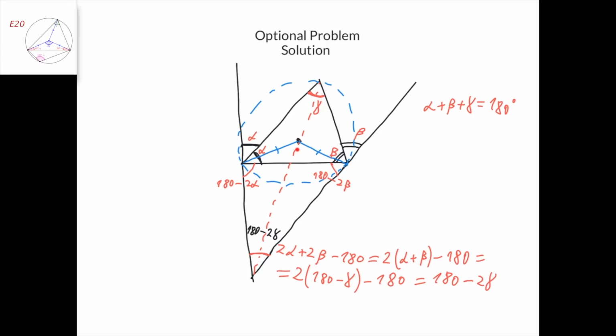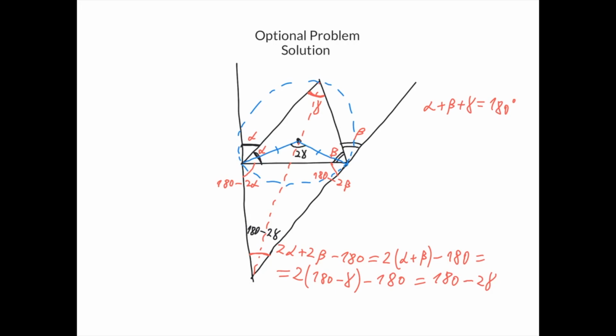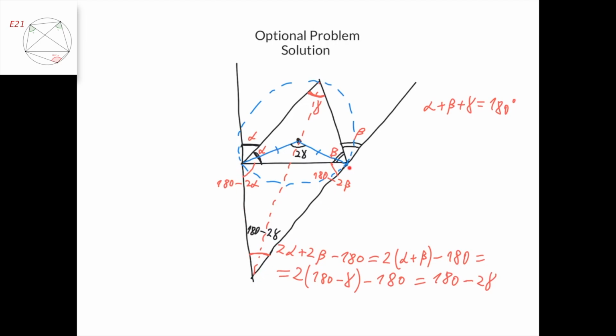But now, because this point is the circumcenter of this triangle, and this angle is gamma, we know that this angle is twice as much, so this is 2 times gamma. And now we can see why this quadrilateral is cyclic. Because this is 180 minus 2 gamma, and this is 2 gamma, so their sum is 180 degrees.